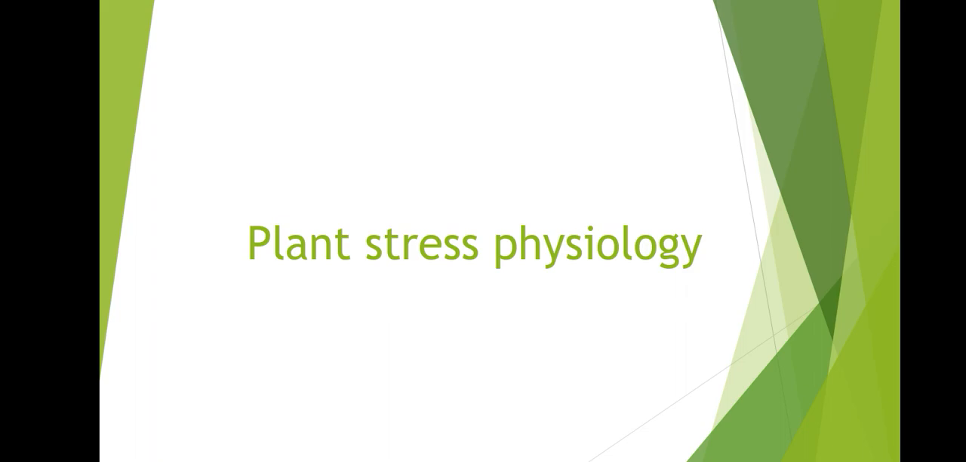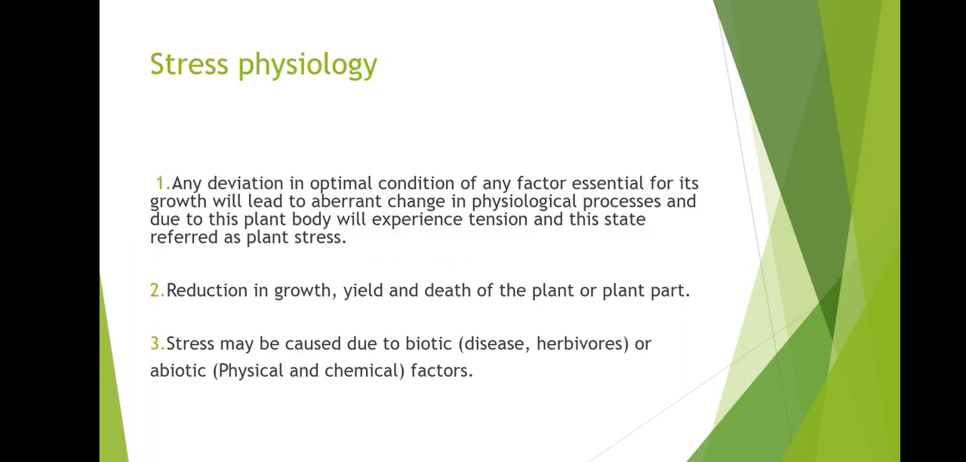Plant stress physiology. First of all, what is stress? Any given non-optimal condition of any factor essential for growth will lead to a broad change in physiological processes, and due to this the plant body will experience tension. This state is referred to as plant stress. Stress leads to reduction in growth, yield, and death of the plant or plant part. Stress may be caused by two factors, biotic or abiotic.